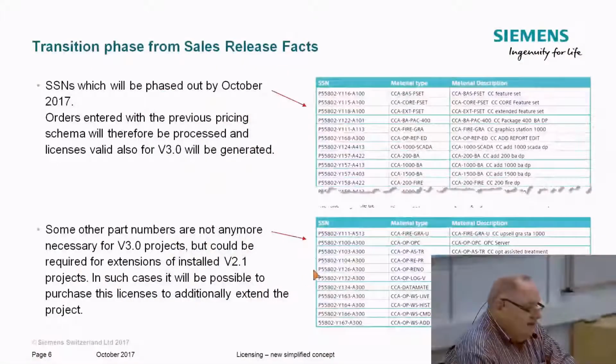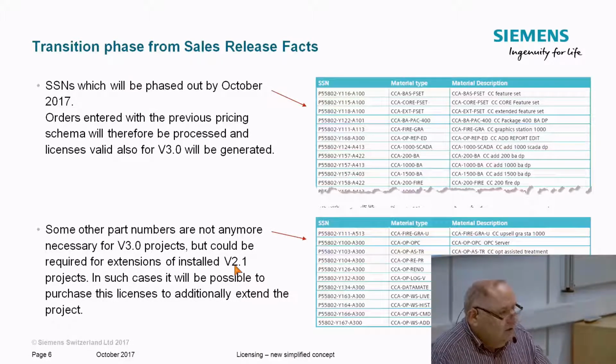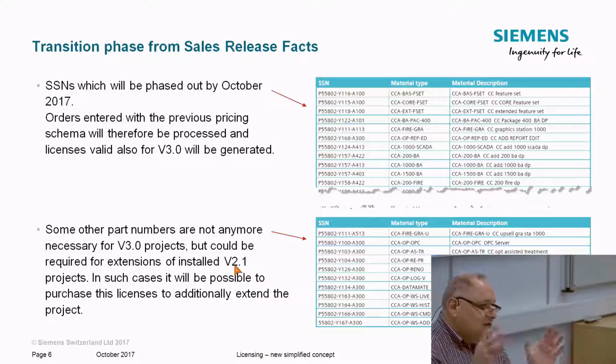In this case, these are still a list of available features, license options you can still order for version 2.1 projects, okay? So this is still possible. You order them, they will be valid for version 3.0 project. So any license you have ordered since July, it's anyway version 3.0 licensing. Okay, any license.